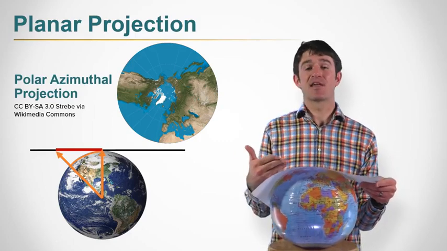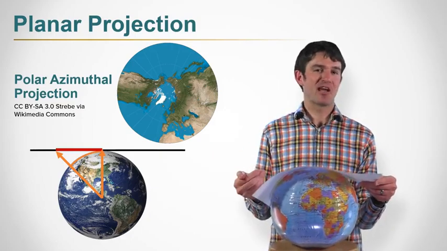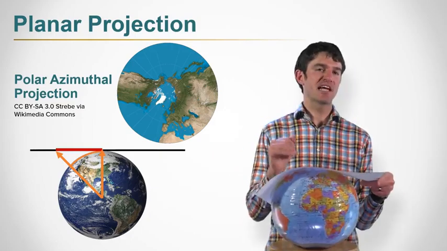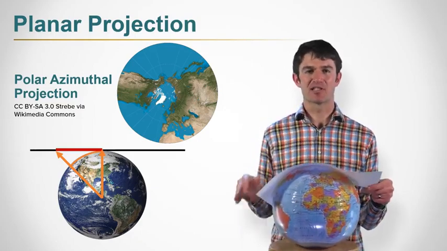But what if we need to get most of the planet, not just this top half, say all of the continents, onto a flat sheet of paper like most maps? Well, we need to get more creative then. To demonstrate this next projection, I'm going to switch globes to something that I can manipulate a little more easily.